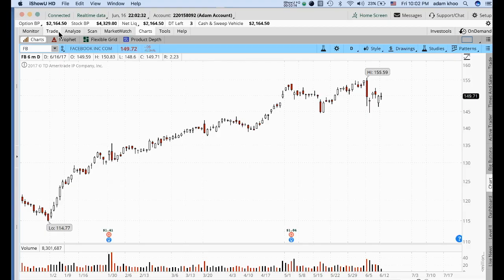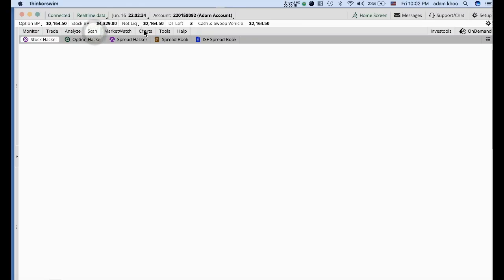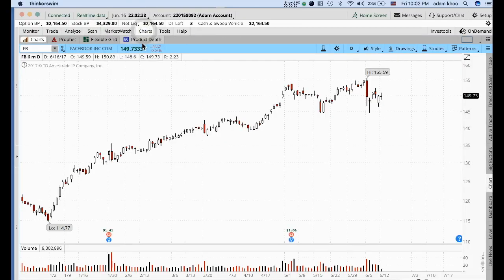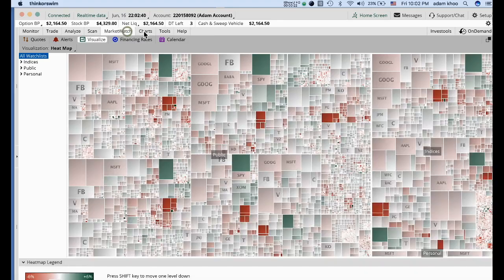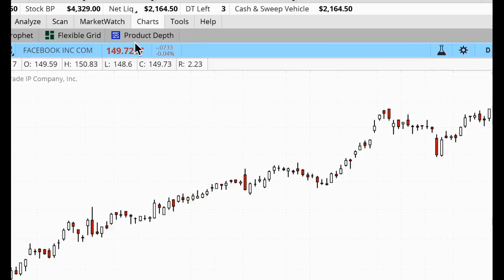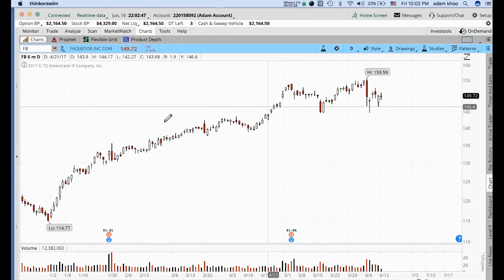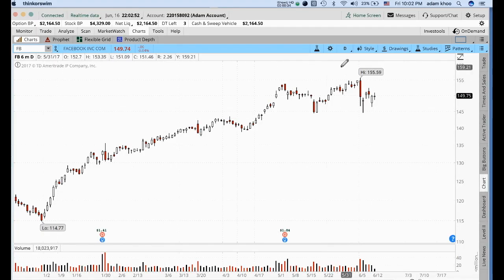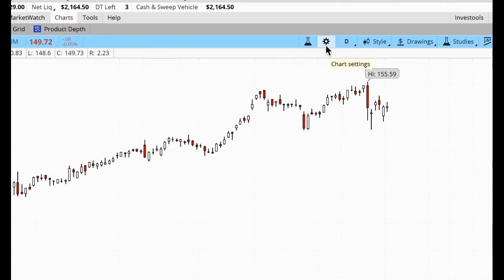Okay, so what I do is, once I'm in the platform, I go to Charts over here and click on Charts. I click on Charts, and you will get your charts. Now, I like to configure my charts in a certain way. I'll show you how I do it. So I go to this widget called Chart Settings. I click on that.